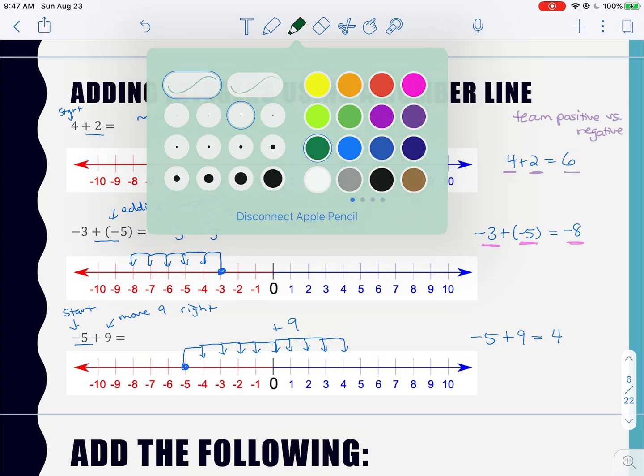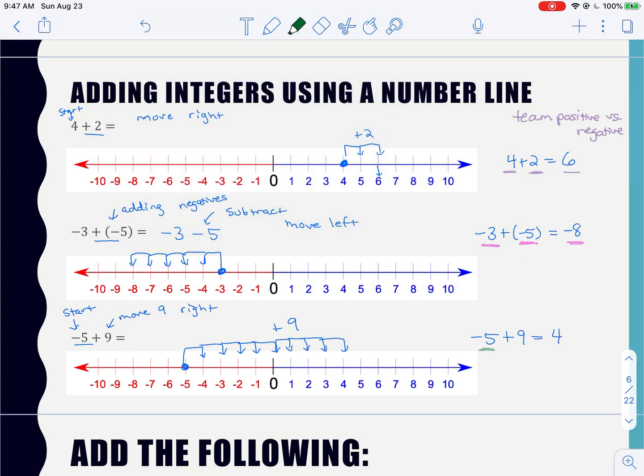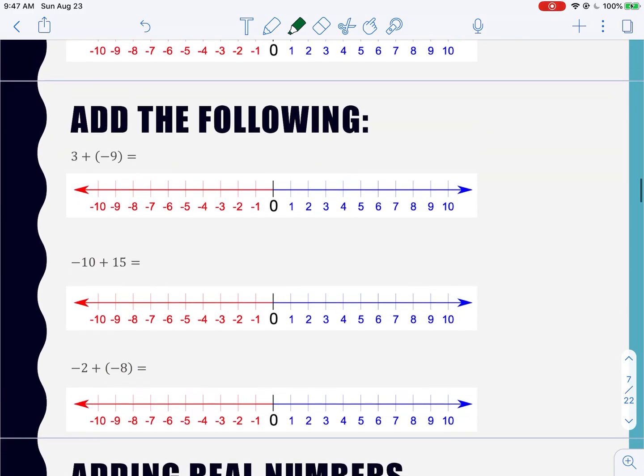In that third example, we have 2 teams. Team negative scored 5 points. Team positive scored 9 points. So team positive won by 4 points. So that's another way you can think about that problem.